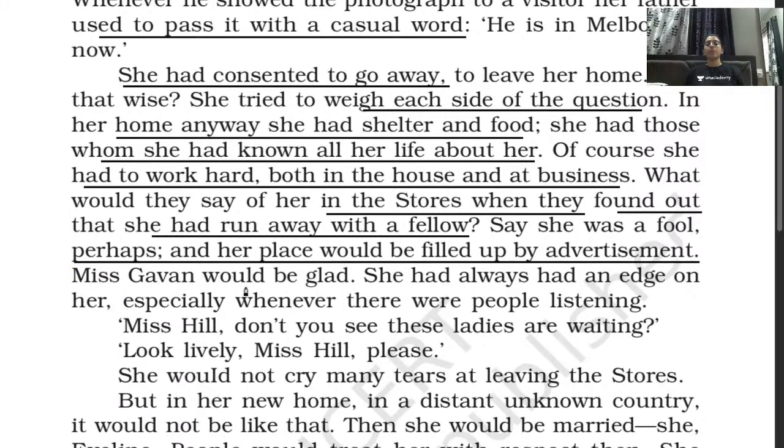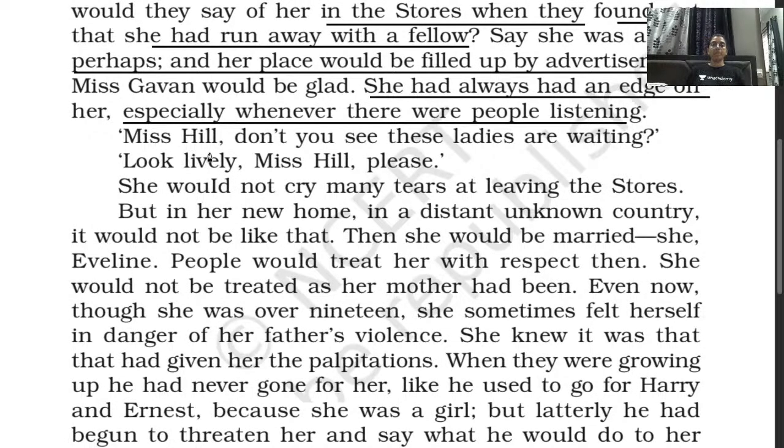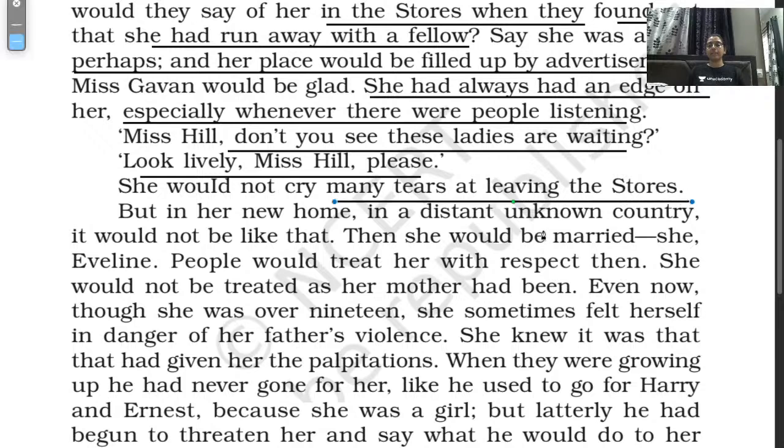Miss Gavan would be glad. She had always had an edge on her, especially whenever there were people listening. "Miss Hill, don't you see these ladies are waiting? Look lively, Miss Hill, please." So these were the things that people would usually tell her. Okay. She would not cry many tears at leaving the stores.